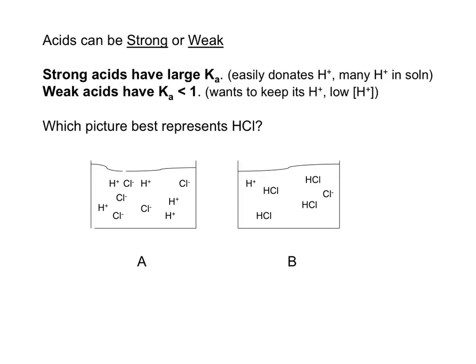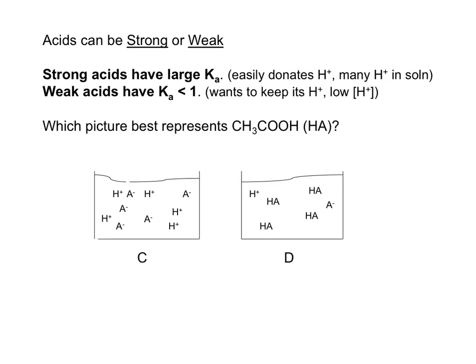There are strong acids and there are weak acids. We can quantify how strong or weak an acid is by looking at the equilibrium constant, which tells us the relative amounts of reactants to products. So let's take a look at the common acid HCl, hydrochloric acid. Which picture best represents HCl? So stop the video and answer that question. Since HCl is a strong acid, A represents HCl.